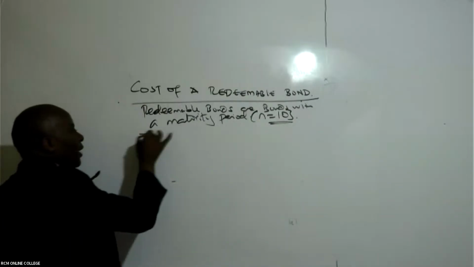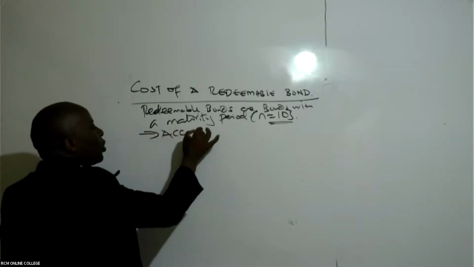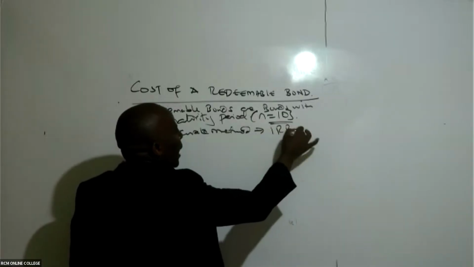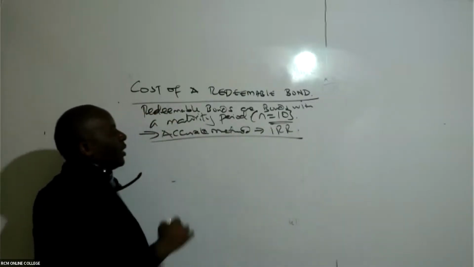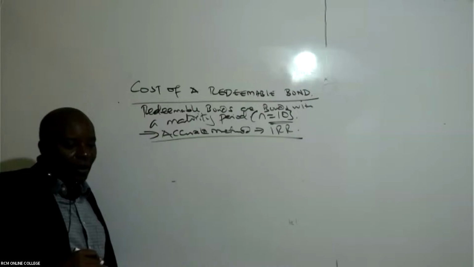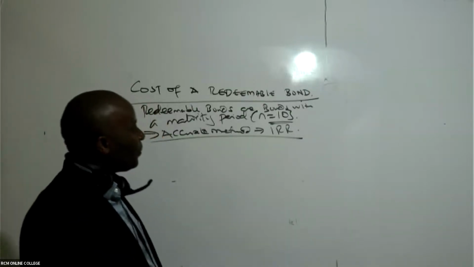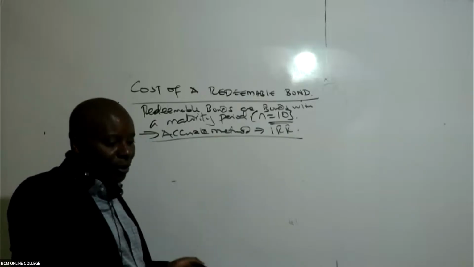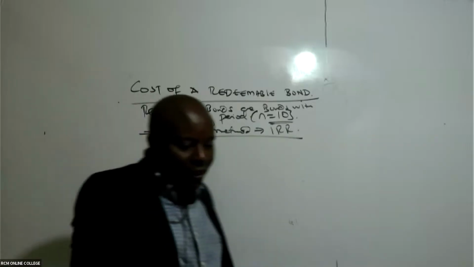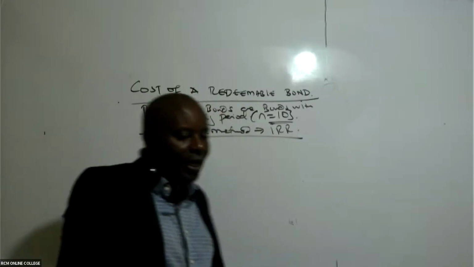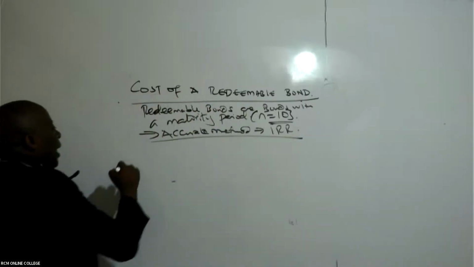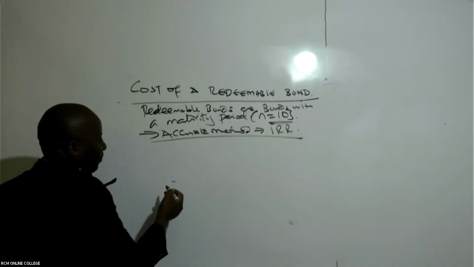There are formulas you can use, but the most accurate method here is internal rate of return. Write that in full: internal rate of return. This is the most accurate. Then, ladies and gentlemen, I would need to get my cash flows.